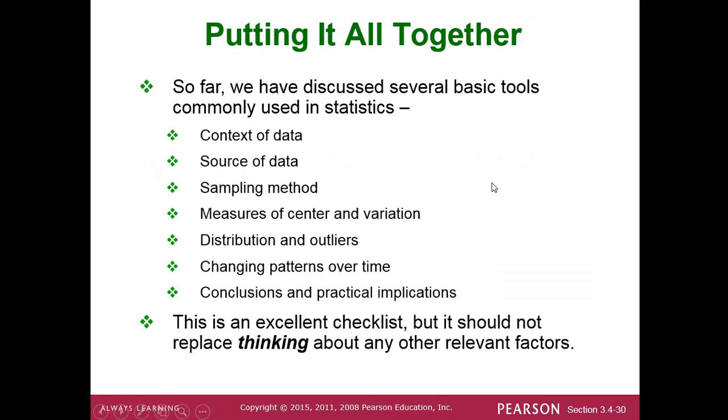Keep in mind these tools you've been looking at in Chapter 3 still tie in with Chapters 1 and 2. We need to be considering the context of the data. Where was the data from? How did we sample it? What does it look like in pictorial form? Are there changes in patterns over time? And what conclusions are we going to draw from our data? Always remember, we need to be thinking critically about the results that we get.